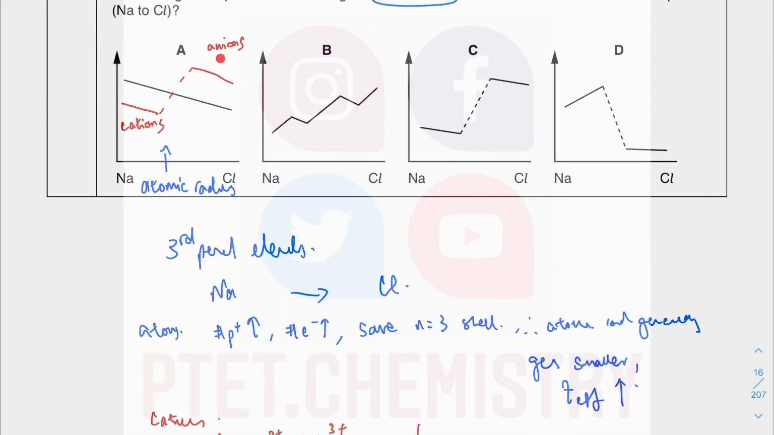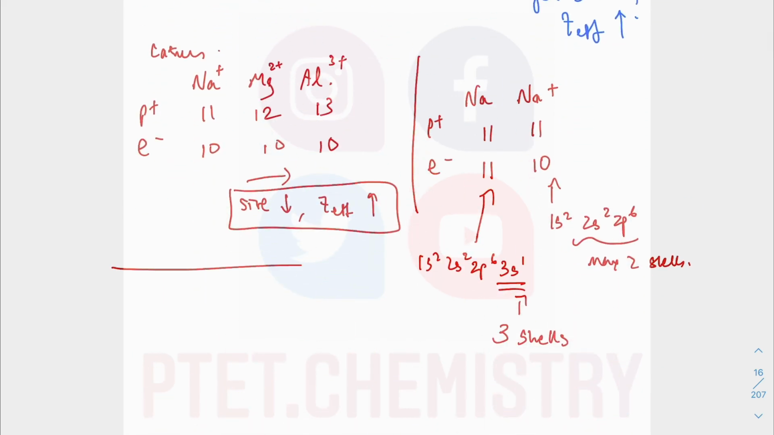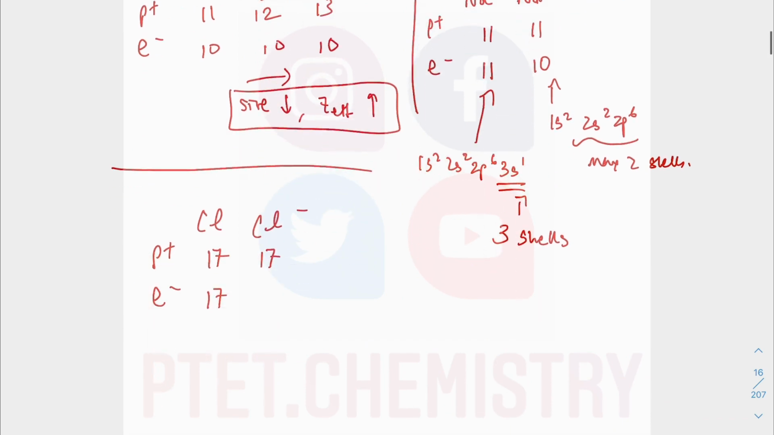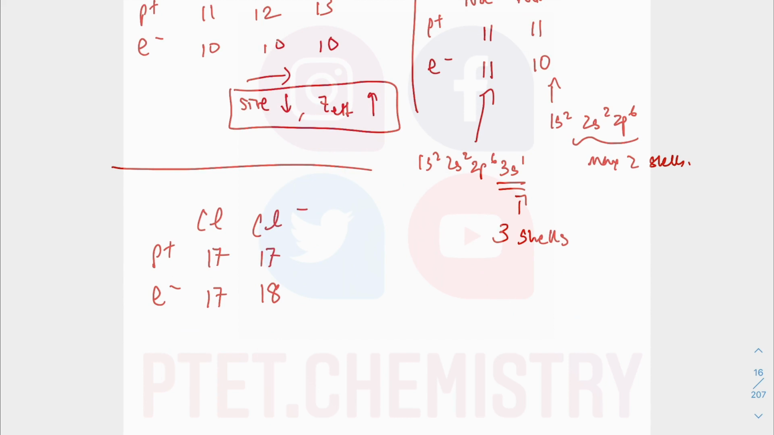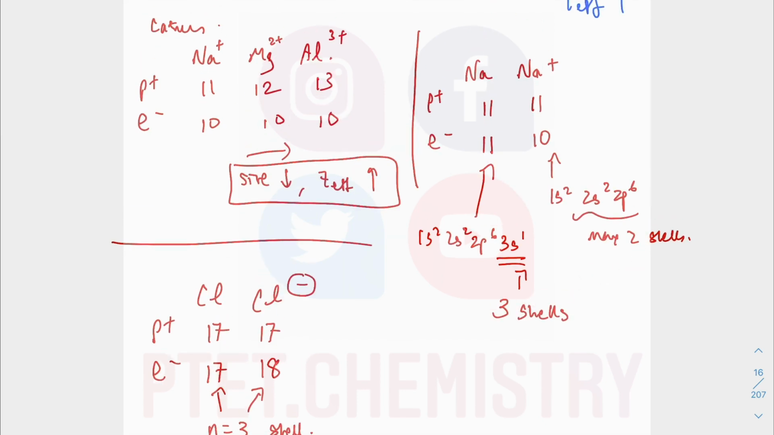Your anions are bigger than your atom, not because they have 1 extra shell, but because you can imagine looking at the number of protons and number of electrons again. The atom has an equal number of protons and electrons, but the anion has 1 more electron because of the single negative charge. Here you can tell that both are in the n equal to 3 shell, because this is just 1 shot of argon electronic configuration. You just add 1 more, so both are still filling the same shell. We don't use the same argument here as filling 2 shells versus 3 shells.